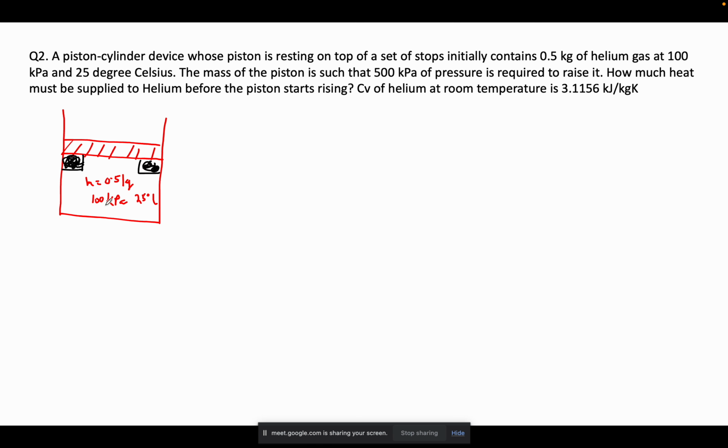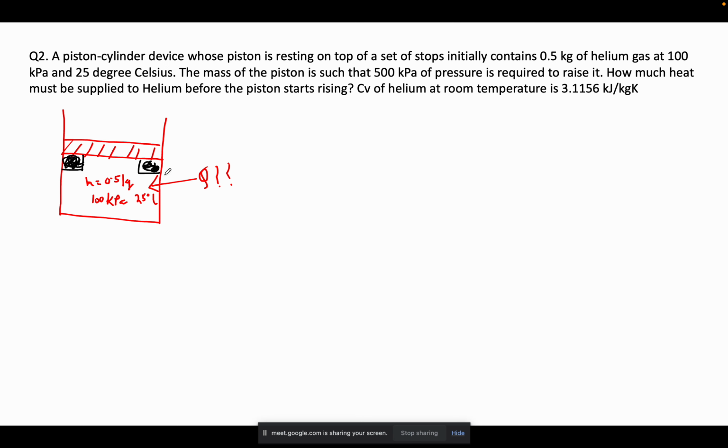Because we know that whenever we increase the pressure here, it will increase the temperature, that will increase the internal energy, and as a result it will start to rise. But that pressure should be 500 kilopascal here. So in order to do that, what amount of heat will you be adding so that this will just start rising? That means your final pressure should be 500 kilopascal, and then you have to calculate how much heat should be supplied so that this just starts rising.